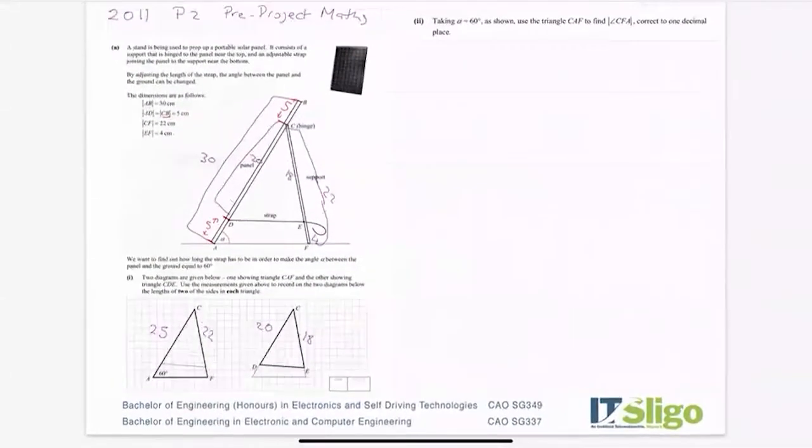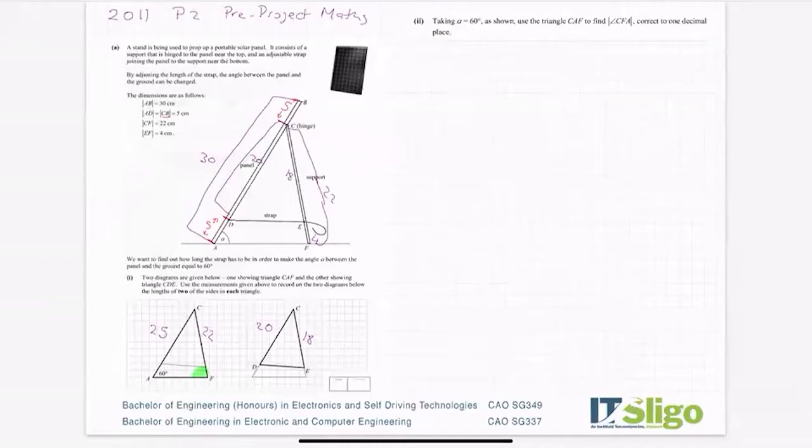Okay, the next part, part 2 of the question, says taking alpha as 60, and don't worry about it if you call it A. Greek letters are used all over the place in maths, so call it whatever you want as long as you know what it's talking about. It doesn't matter what you're calling it, but it is alpha. It's taking alpha equal to 60 degrees. Find CFA. Okay, so where is CFA? So it's this little angle down here that I need to find.